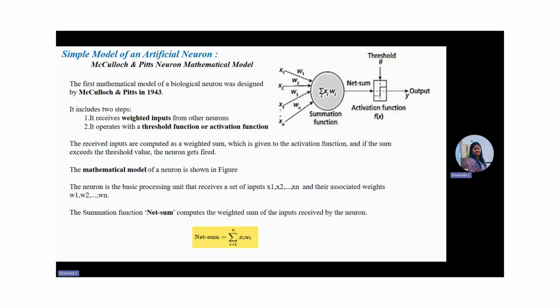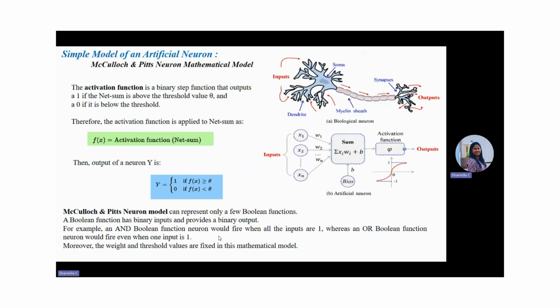It is nothing but this activation function that is going to connect to the next neuron, and that is going to activate the next neuron. So that is where we have the activation function that is going to map the input signals to the output signals. And this is the formula that we use to find the net sum between the inputs and the weights. And we have the activation function. The activation function is a binary step function that outputs 1 if the net sum is above the threshold value, and 0 if it is below the threshold value. So this is the activation function, wherein the input to the activation function is the weighted sum.